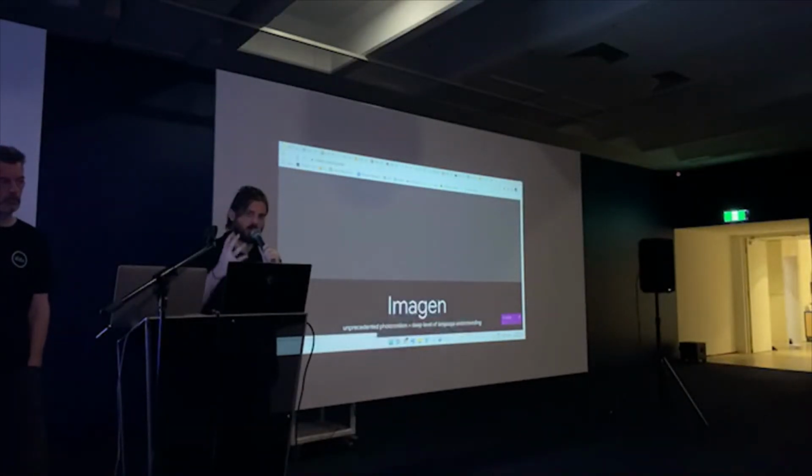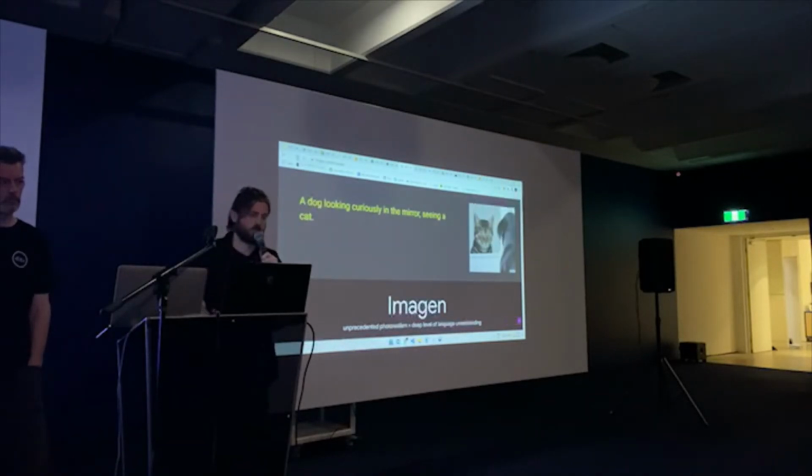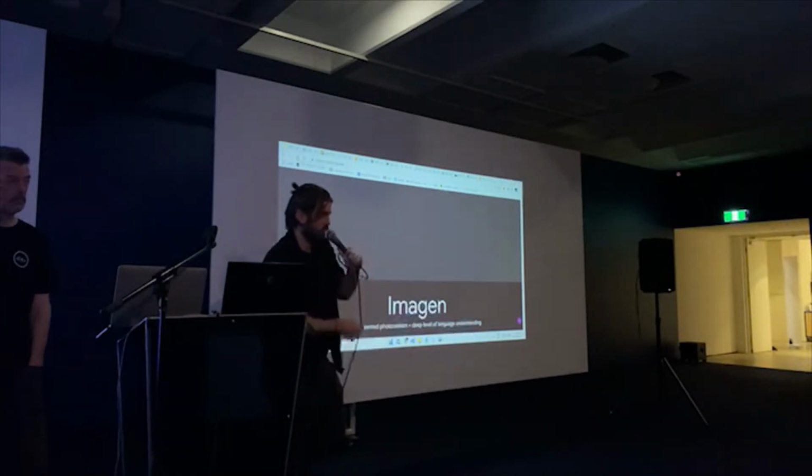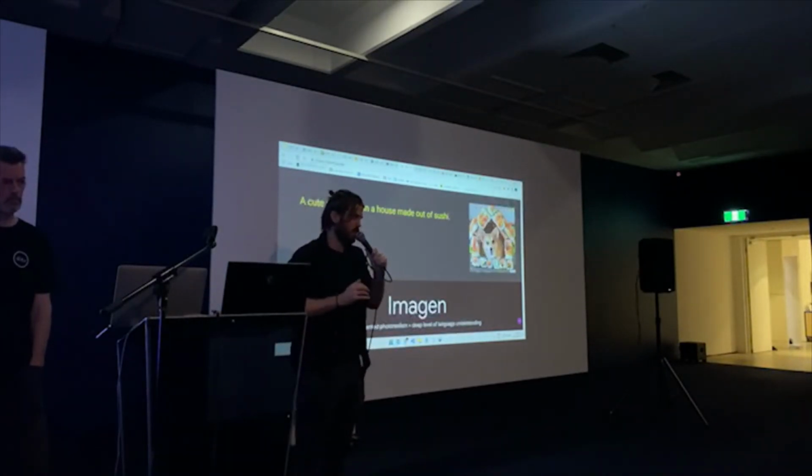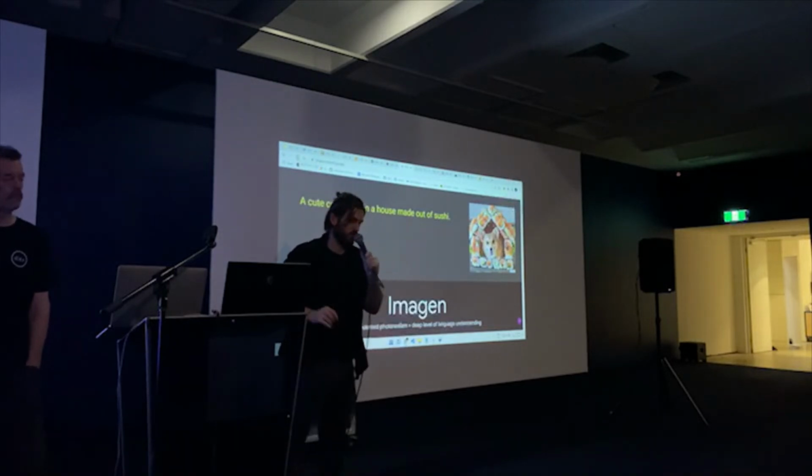And this has huge implications for artists and creatives. When you type it in, it creates the image completely. It completely generates it. So this is when we talk about generative models.